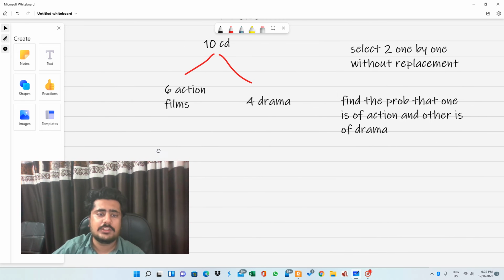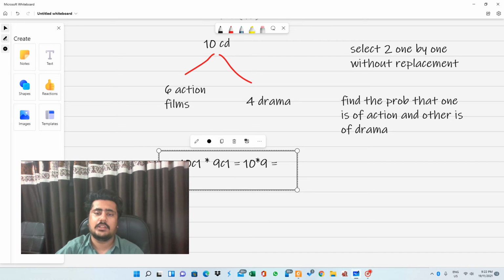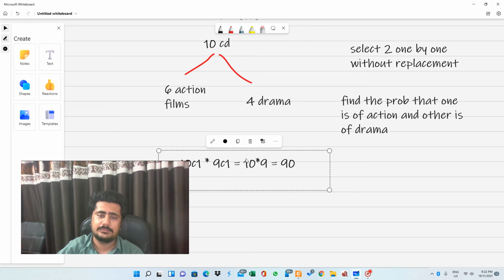First of all, we'll jump to what is total possibilities. You have to select 2 from the 10 CDs given. As you have to select one by one, you will select 10C1, and when you are selecting the other CD, it is without replacement, so you have only 9 left in your bucket. So you have to take 9C1 from that. So it is 10 into 9, which comes to 90. Okay, so you got total possibilities.